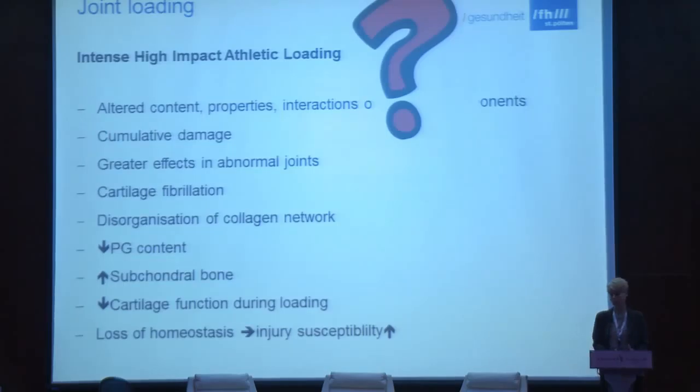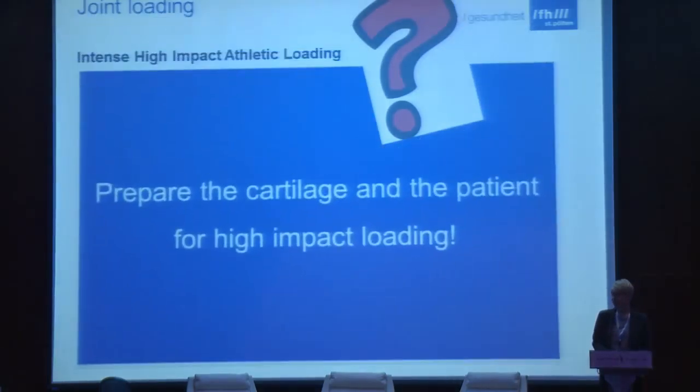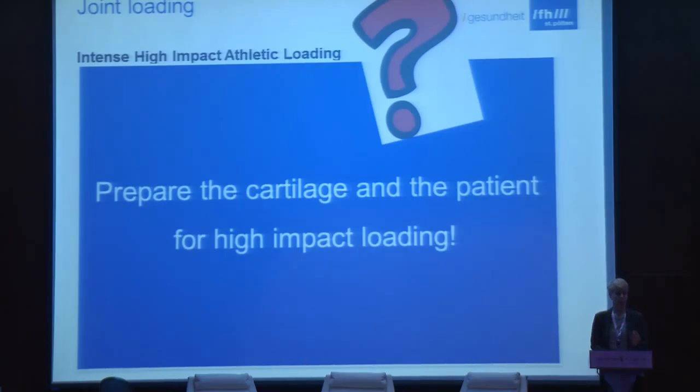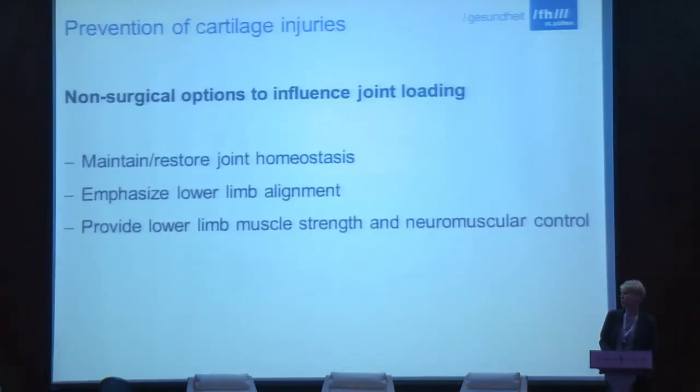So what can we do now with this kind of patients? I think we can prepare on a very structural level the cartilage itself, but more important, we can prepare the patient for high impact loading. So what are now the three main components of non-surgical treatment options to influence joint loading? One is that we really aim to maintain and restore joint homeostasis, which is very important so that the metabolic waste removal can happen in the cartilage. We should emphasize lower limb alignment, and we should provide enough muscle strength and neuromuscular control for these patients.